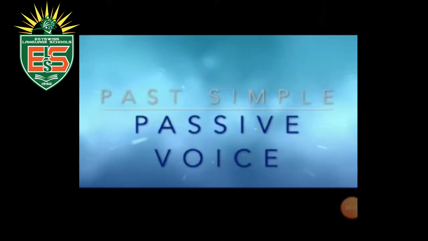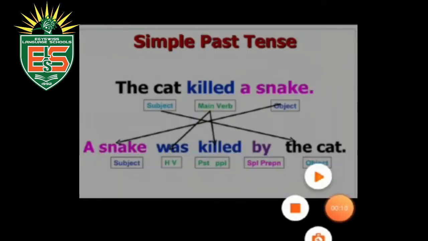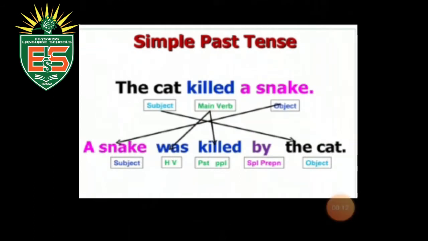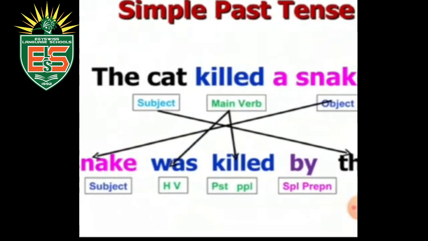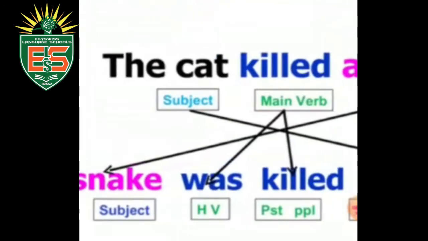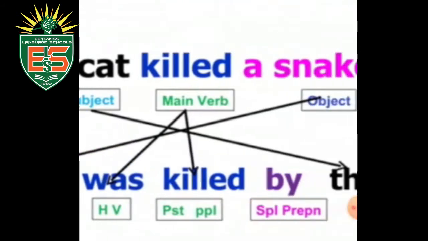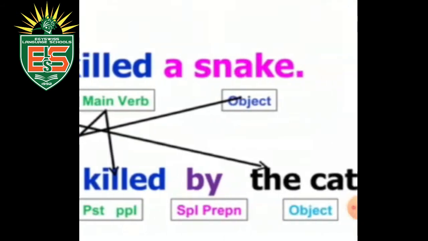In this video, we will learn how to use the past passive voice, especially in the past simple form. First of all, let's look at an example of a past passive sentence. Here in the sentence, the cat killed a snake. It starts with the subject, which is the cat. After that, the verb in the past simple, which is killed, and the object, which is a snake.